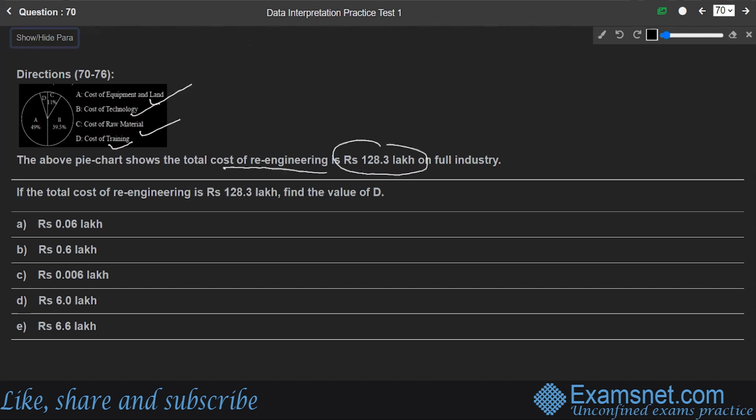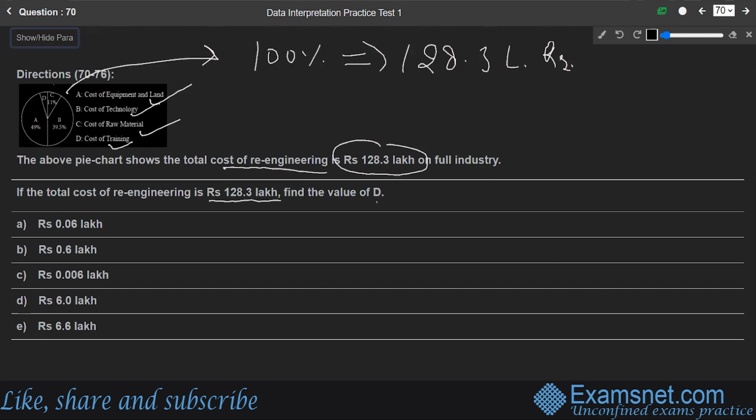This question says the above pie chart shows the total cost of re-engineering is rupees 128.3 lakhs. So the total value of the whole pie chart, that is the 100% value, is actually 128.3 lakh rupees. Now the question is, if the total cost of re-engineering is 128.3 lakh rupees, find the value of D.